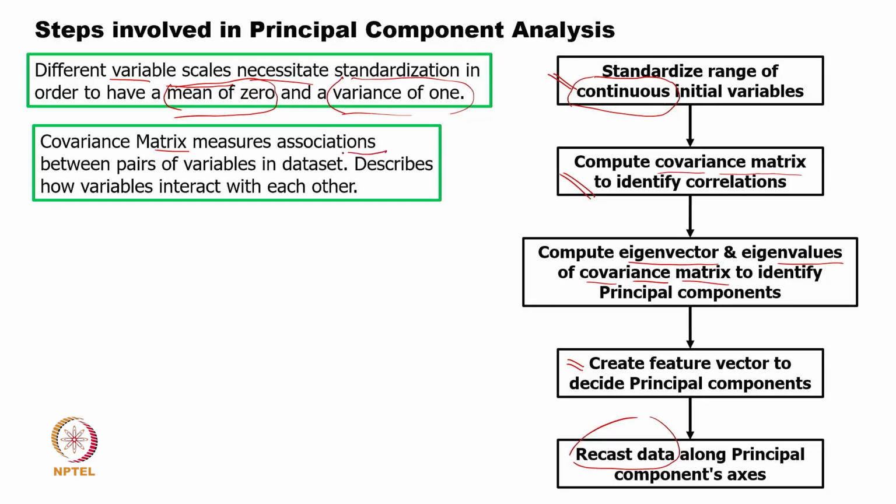Now after this, in the covariance matrix we try to figure out the association between pairs of the variables we are choosing, and then we need to really judge whether the correlation is positive, negative, very strong, or weak.